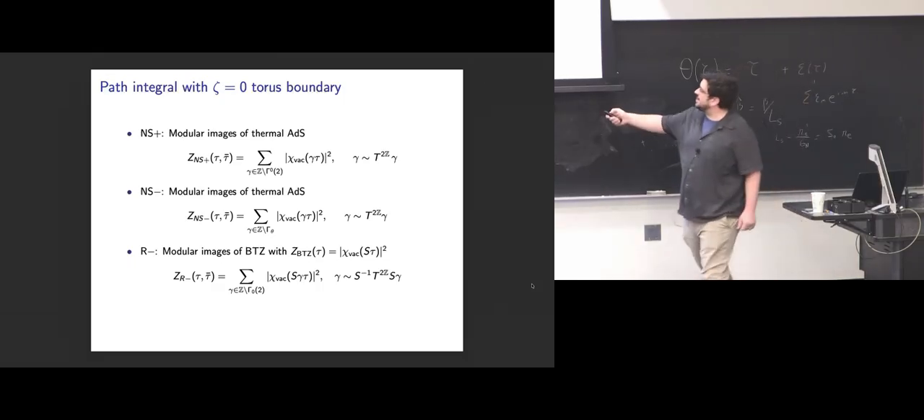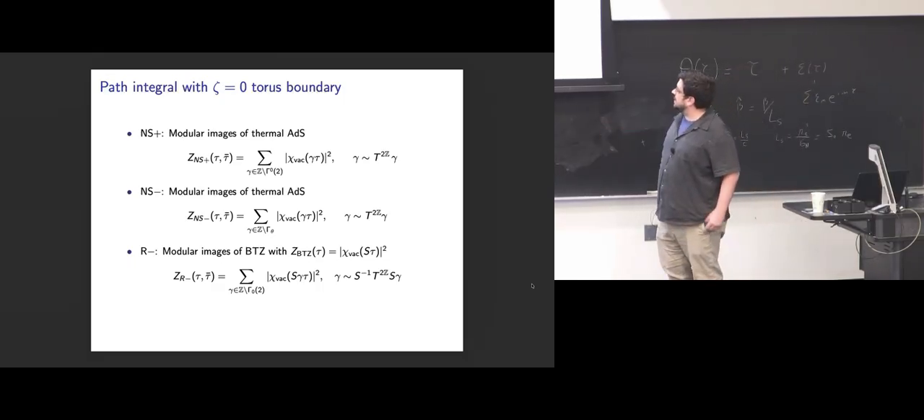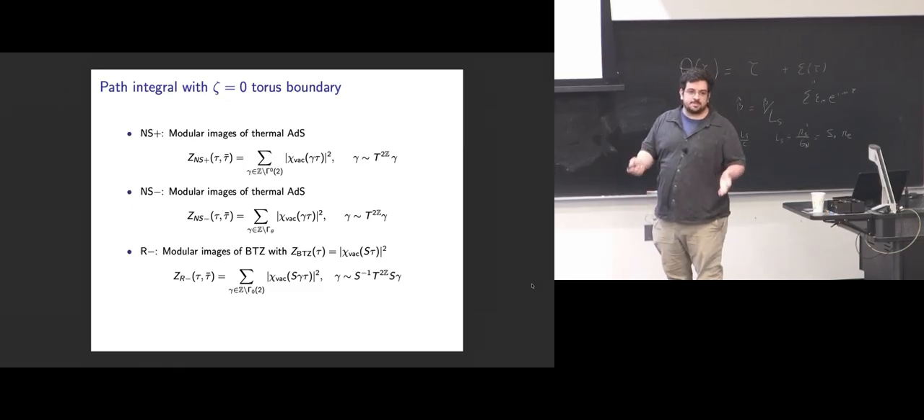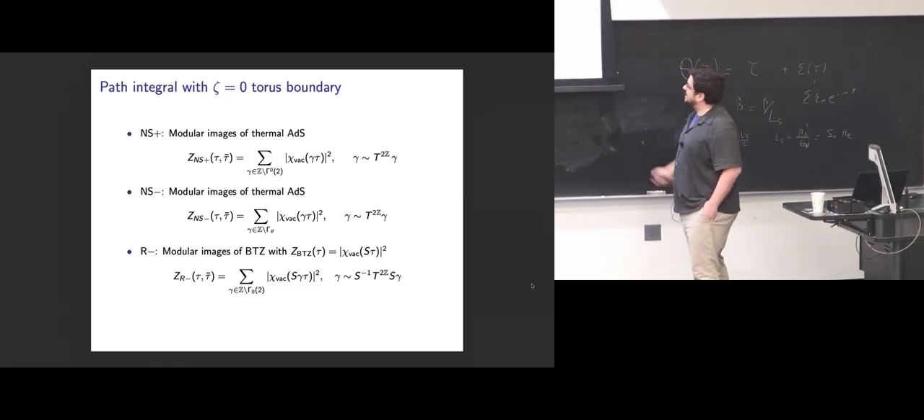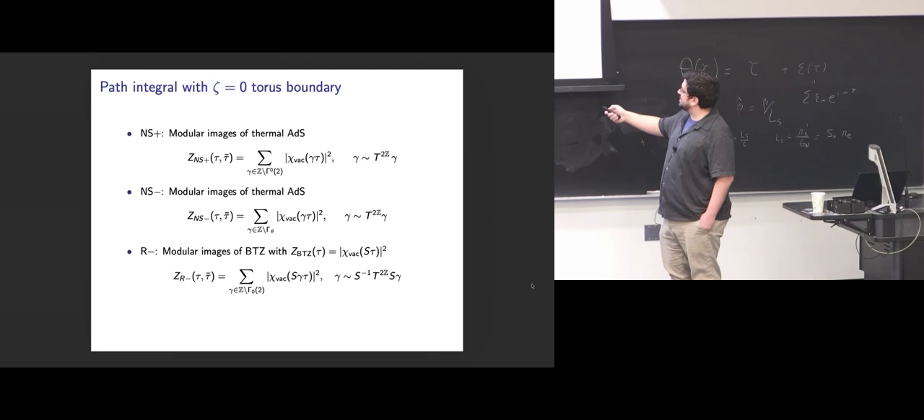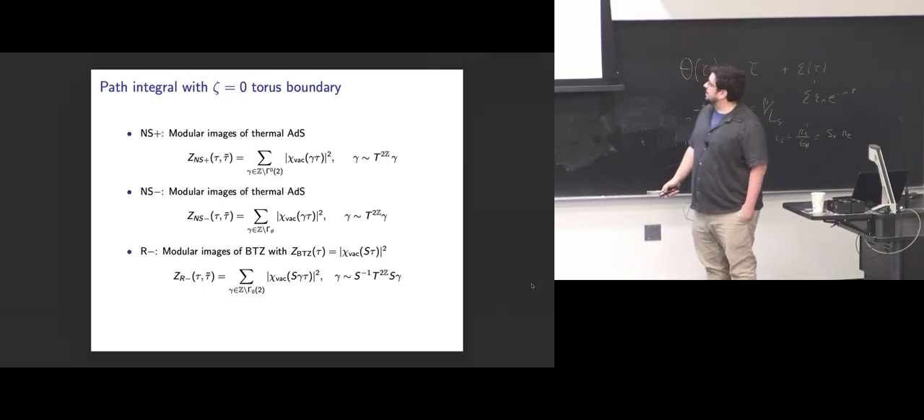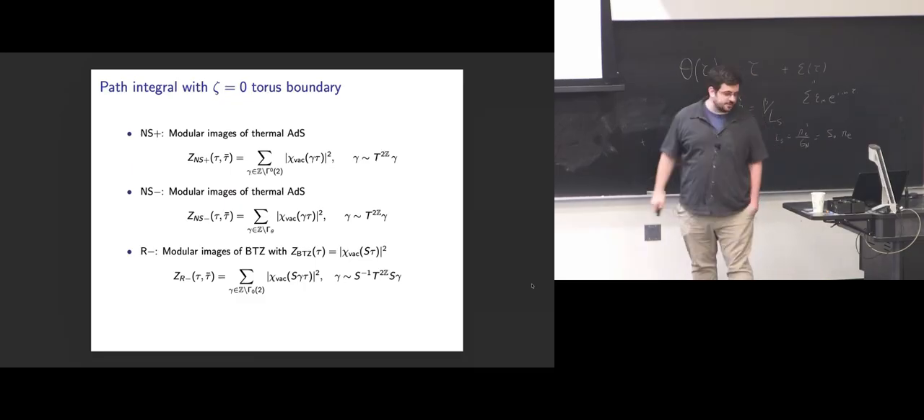Okay, so then you have the same for NS minus, just the group changes. And for R minus, thermal AdS doesn't appear anymore because the spatial circle has periodic boundary conditions. But instead, we can construct the answer by starting from BTZ, which is just this vacuum character with an S transform, and summing over these modular subgroups of the path integral over BTZ. And now, this identification is slightly different, but it's the same idea as in the first two cases.